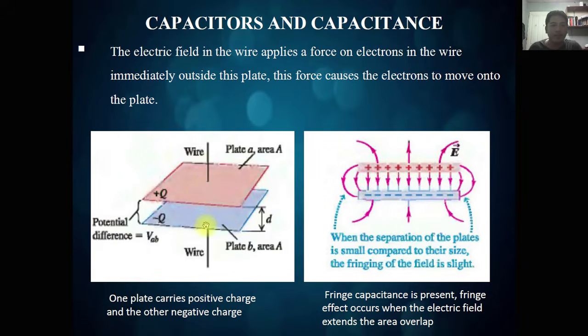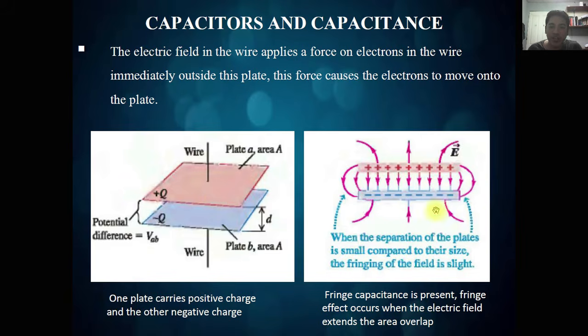Again, the other view of the capacitor's two plates is this: the electric field in the wire applies a force on the electrons in the wire immediately outside the plate. This force causes the electrons to move onto the plate. What he is trying to say in this sentence is that in order for us to have a charged plate, it must be connected to a voltage source. Because if it is not connected to a voltage source, then definitely these plates would not be charged.